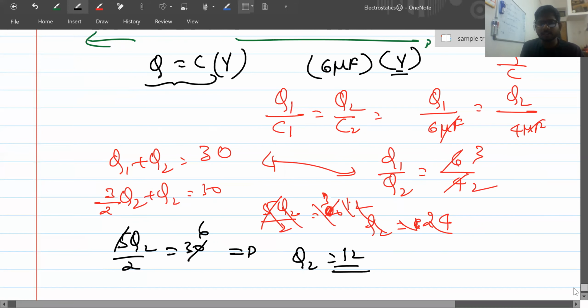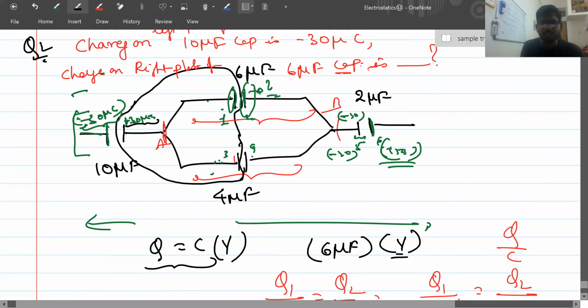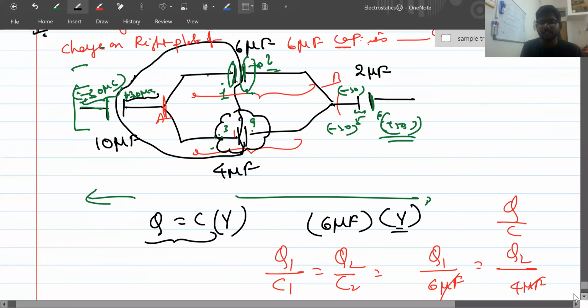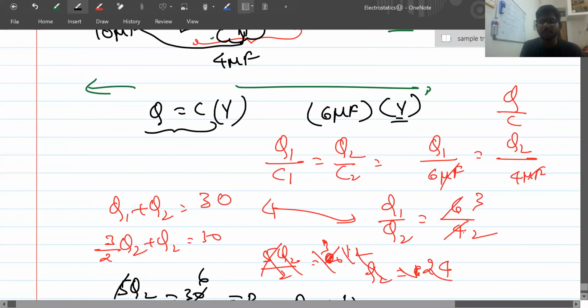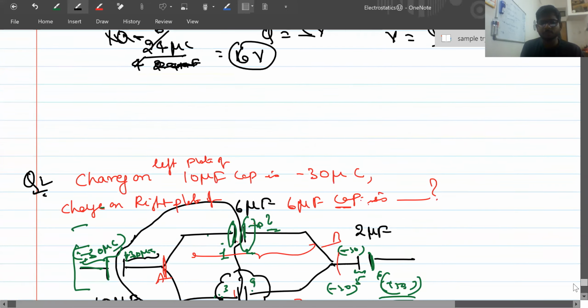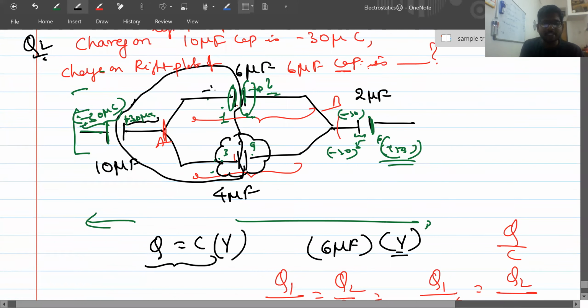Q2 is what? The charge in the C2 capacitor, C2 is 4 microfarad. The Q1 will be how much? Simply Q1 is equal to 3 by 2 Q2, that is 3 by 2 into 12, 2 sixes are 12, 3 sixes are 18 microcoulombs will be the answer. So here minus 18 microcoulombs will be there, here plus 18 microcoulombs will be there. The answer is plus 18 microcoulombs. Here minus 12 microcoulombs will be there. Minus 12 and minus 18 combined together will be minus 30. And here plus 12 microcoulombs will be there. Now here minus 30 will be there, here plus 30 will be there.